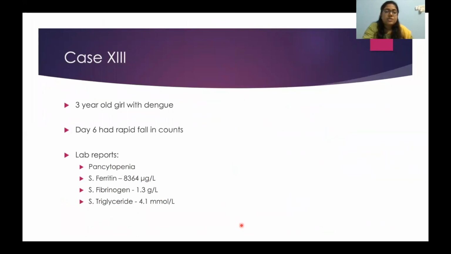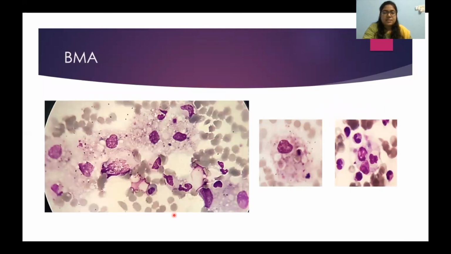Now, next you have a 3-year-old child who presented with dengue. On day 6, all the counts started falling rapidly and the patient had to be shifted to ICU. You sent the lab reports. It came back as pancytopenia. Serum ferritin was skyrocketing, it was 8,364. Serum fibrinogen was low. Serum triglycerides were increased. So I think you have got an idea where we are heading. Yeah, we are discussing HLH.